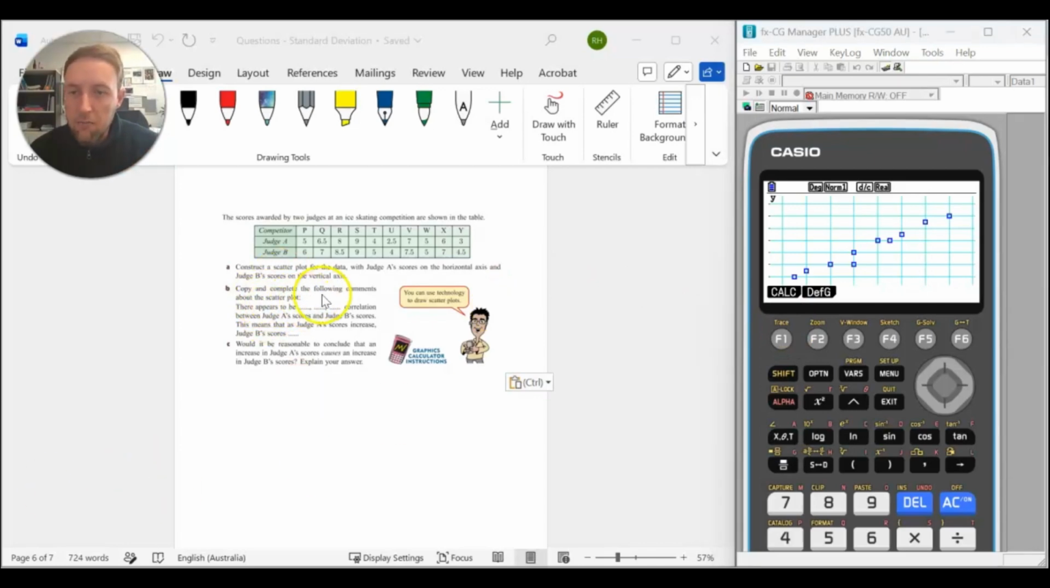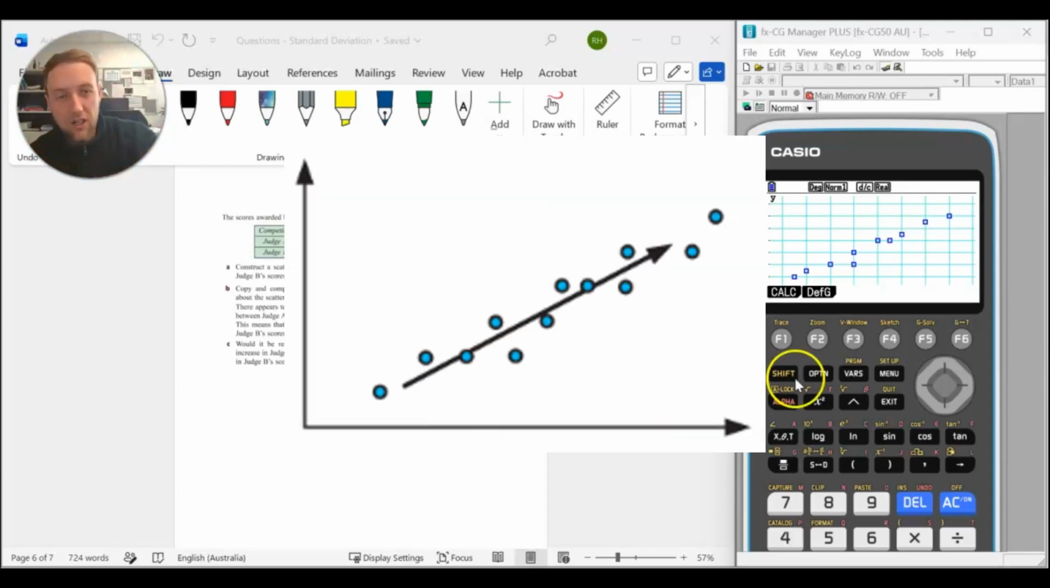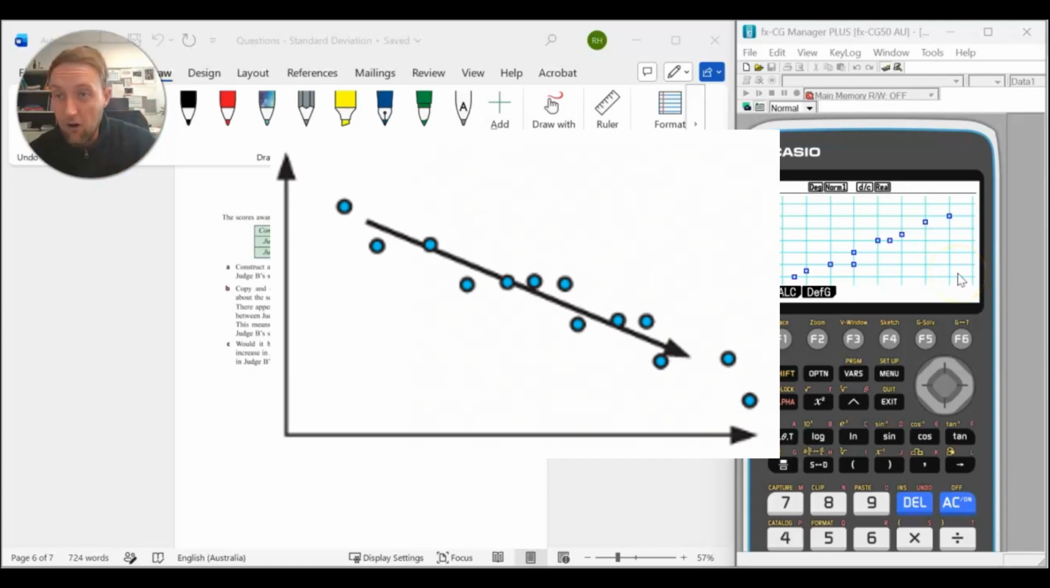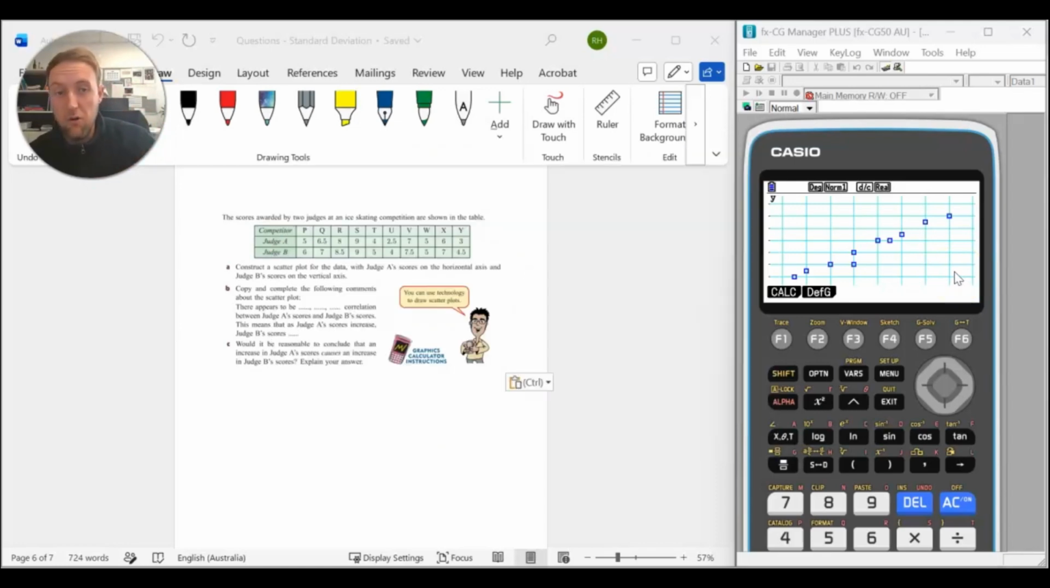Then copy and complete the following comments about the scatter plot. This is asking us whether there's correlation. I'm going to put some images on the screen here. When the data is just going in a flat line, we would say that's neutral correlation. When the data is going in an upwards trajectory, like our fantastic graph here, that means the data is going in a positive direction. If this were the opposite, we would describe that as negative correlation. So positive or negative correlation are the two words.